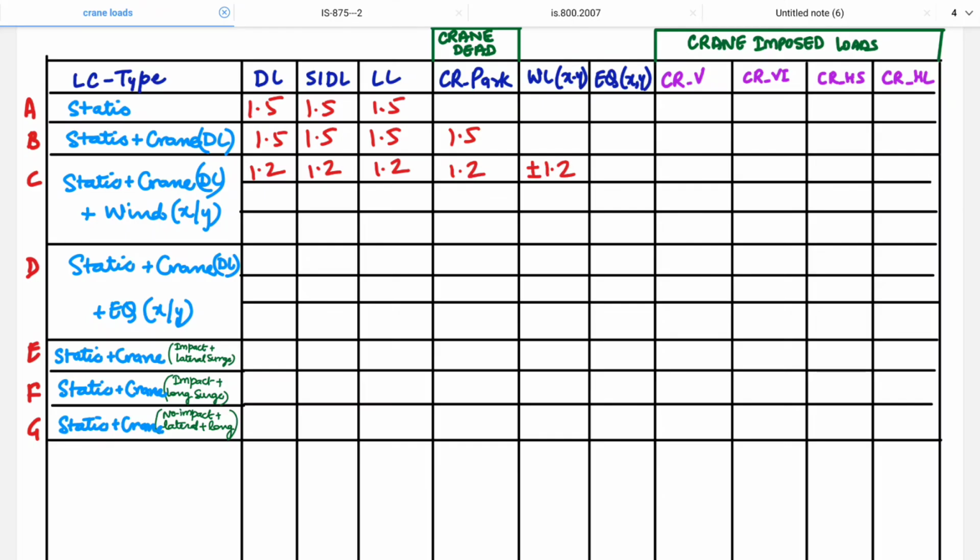So we have to expand this combination, C and D, based on the positive and negative directions of wind load and earthquake loads. Positive and negative, plus X and Y. So when you apply wind in X direction, then you have to apply wind in minus X as well in the model. So there will be different load combinations. I am not expanding all the load combinations, but based on this information, you can expand it. So there will be X and Y and positive and negative. So there will be 4 combinations for wind. Similarly, for earthquake also you'll have 4 combinations.